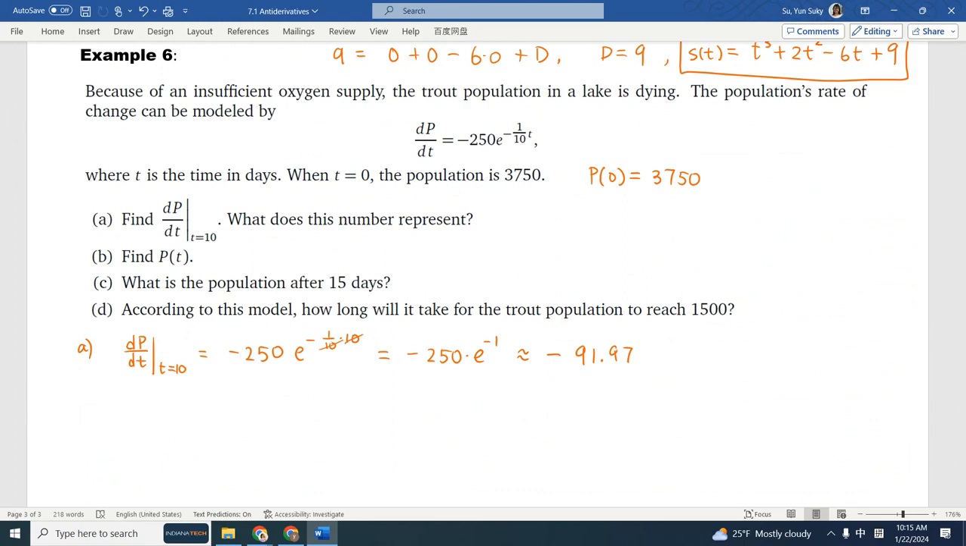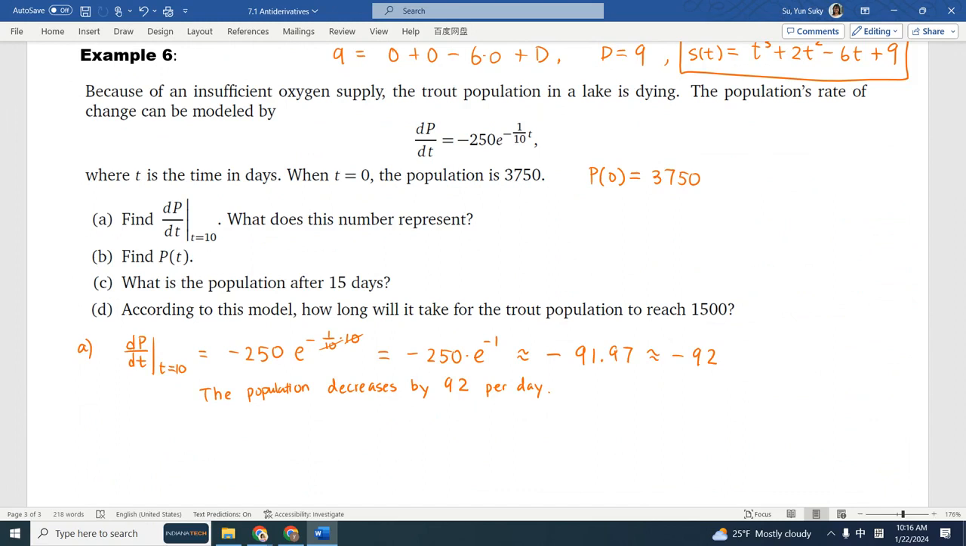So this is about equal to minus 92, right? So it means the rate of change is negative 92. So the population decreases by, because it's negative, decreases by 92 per day. So this is what it means. The rate of change is negative 92, so the fish population decreases by 92 per day.